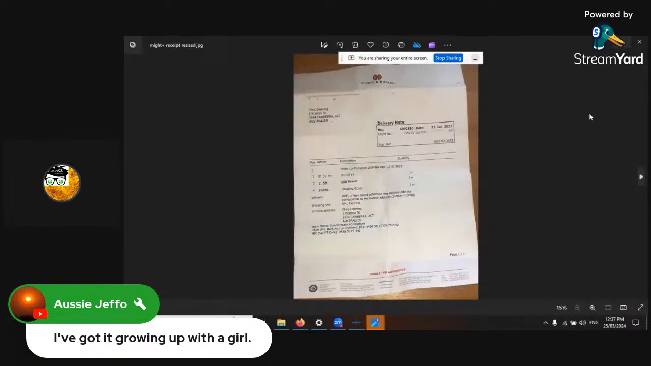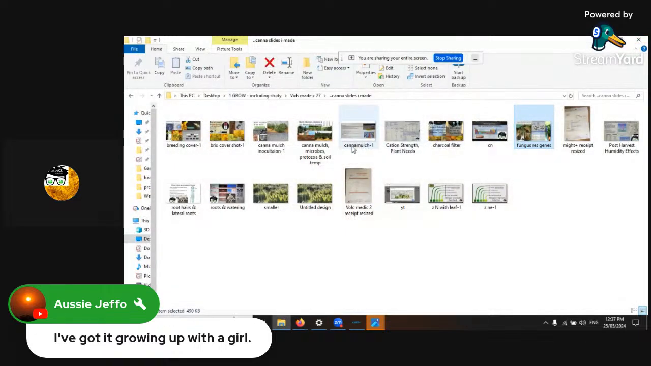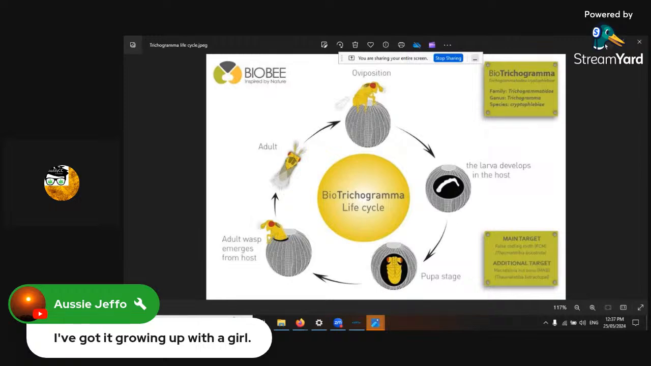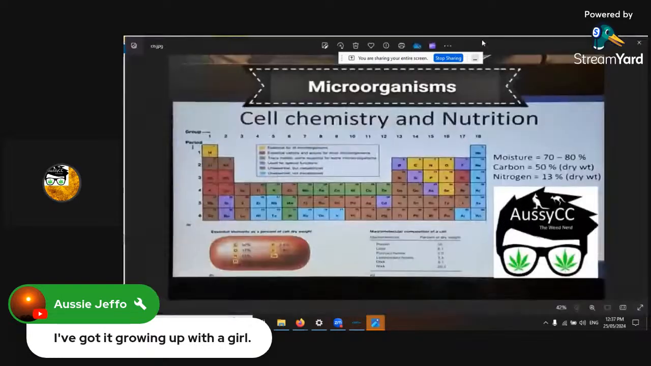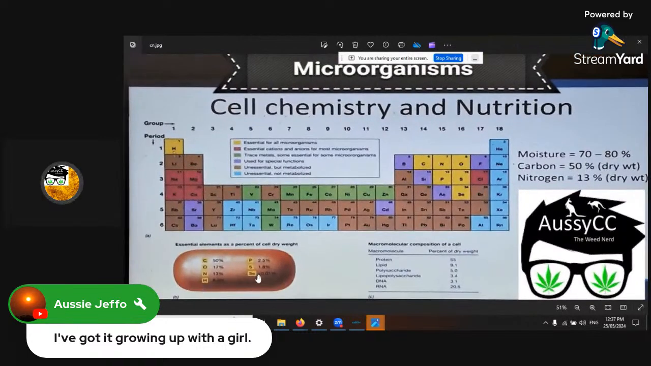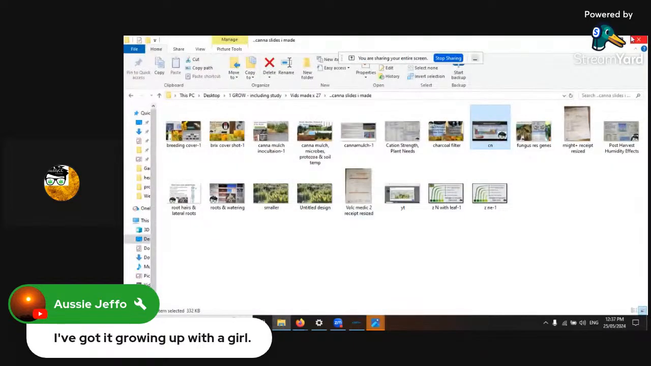Where's the chart that shows you the humidity of the microbes? What's this one? The nutrition of the microbes. This is pretty cool too. It just shows what they need, the essential elements of a microbe. So by maintaining an organic substrate, you're going to get results if you feed your microbes that way.